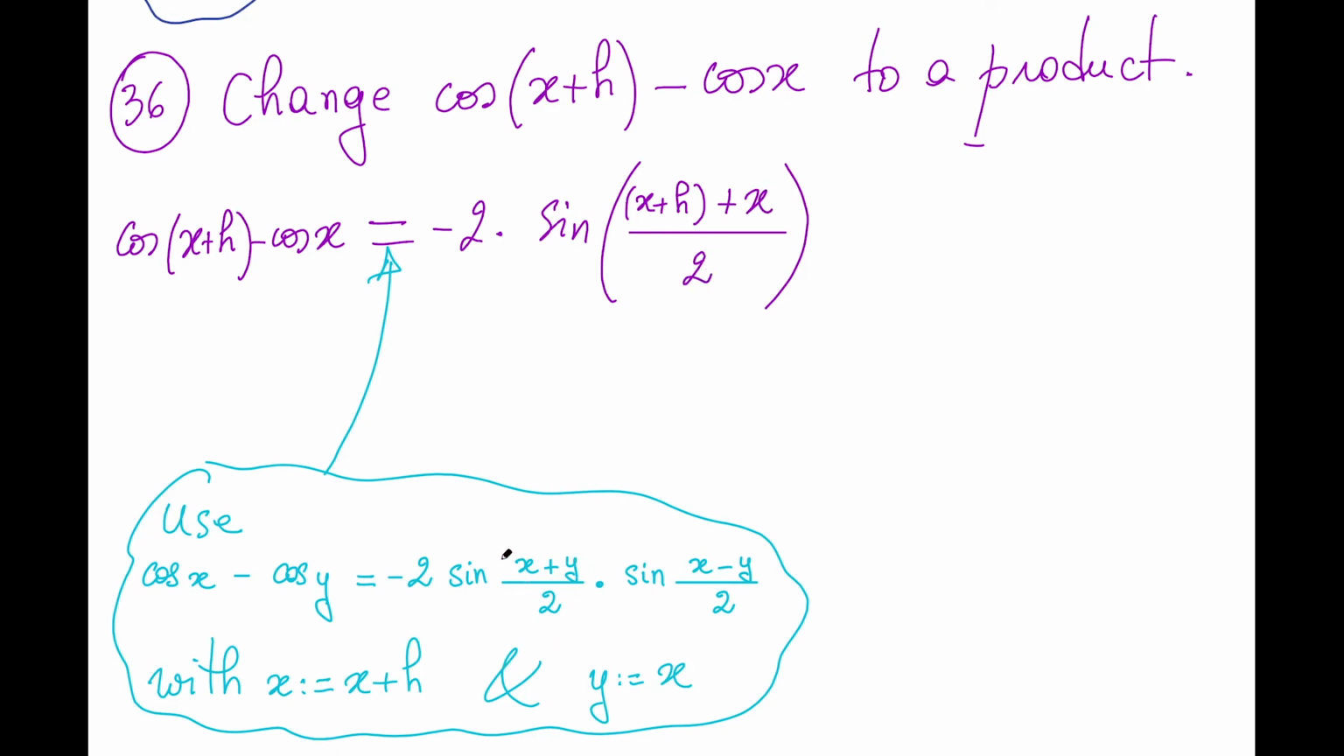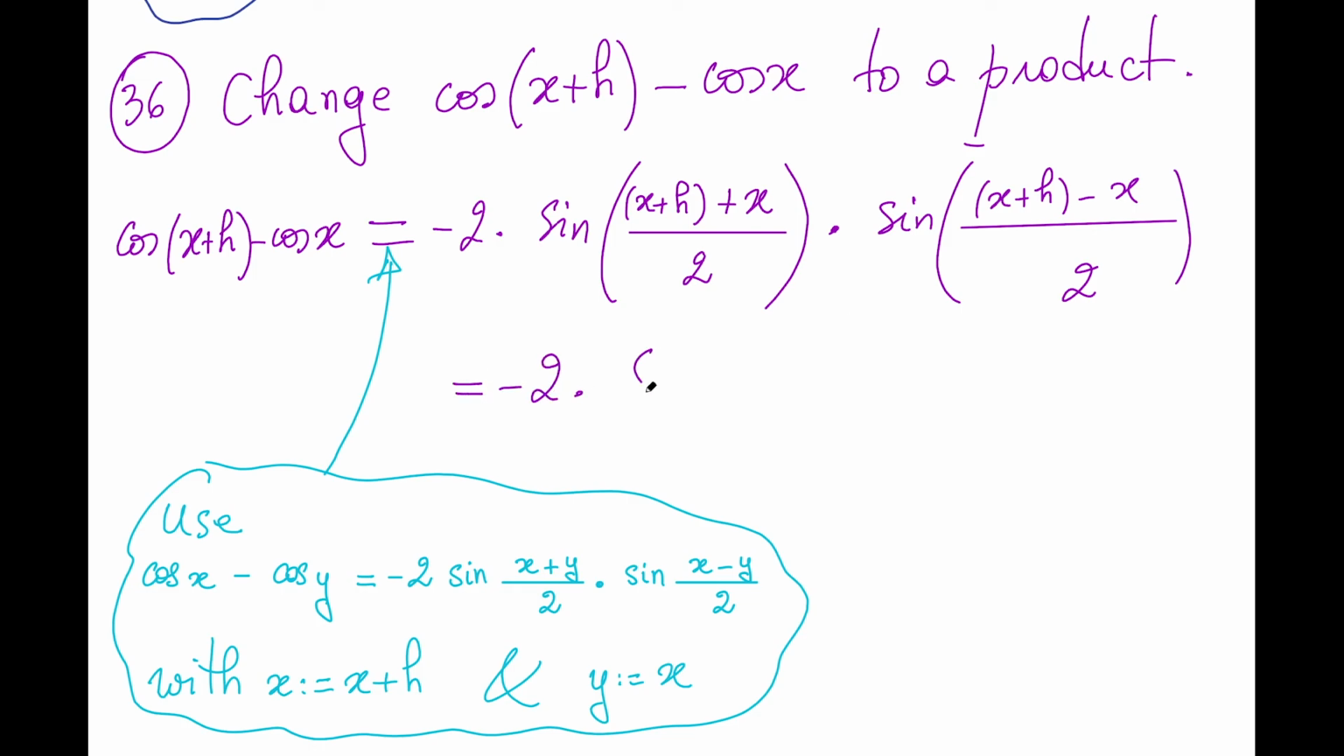Again, I'm rewriting what this means in our current context, times sine of the same thing but with a minus sign. So it's the difference between the x and y, which is the same as that one but with a minus sign. So I'm gonna have x plus h minus x over 2, right? Okay, and what is that? This is minus 2 times sine of what? x plus h plus x. This is twice x plus h over 2.